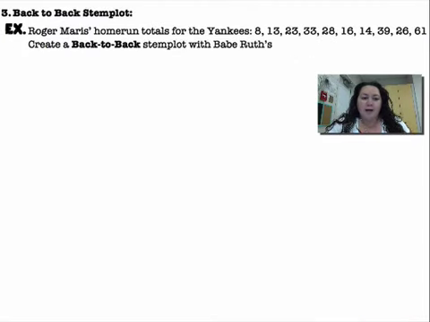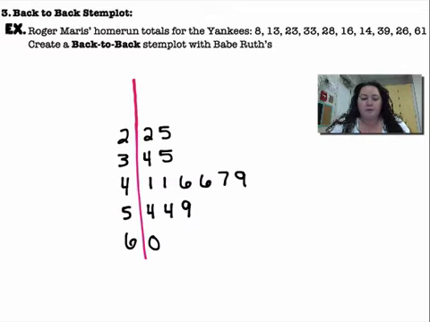Now a back-to-back stem plot is when you have a stem plot with 2 different things, so you have 2 sides to it. Roger Maris' home run totals for the Yankees are as follows. Create a back-to-back stem plot with Babe Ruth's. So I'm going to copy over Babe Ruth's stem plot. That's what we have for Babe Ruth. I'm going to have to add some new stems. Okay, so I need something in the 10s and something in the 1s place, basically.